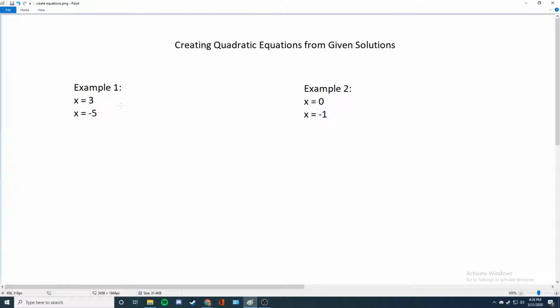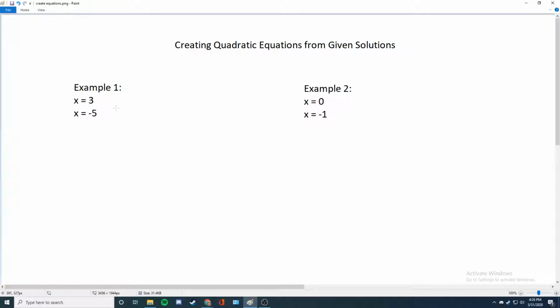In this video we're going to go over how to create quadratic equations from sets of given solutions. So with this first example, we're given that the two solutions are x equals 3 and x equals negative 5. So we can take each of these solutions and work backwards to get to the quadratic equation that these came from.